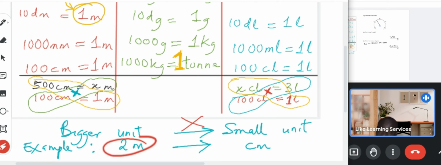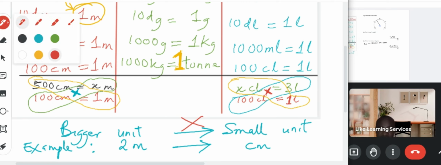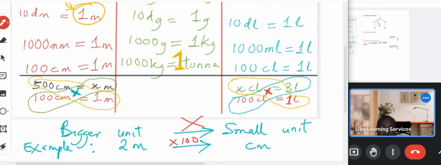The reason is a meter is a bigger unit and a centimeter is a smaller unit. So from bigger unit to smaller unit, you have to multiply, and you multiply by the rate. The rate is 100 centimeters make 1 meter. So I have to multiply by 100, times 100. You've done this now. And what does that give you? 200 centimeters. Is it not? Okay, that's for bigger unit to smaller unit.